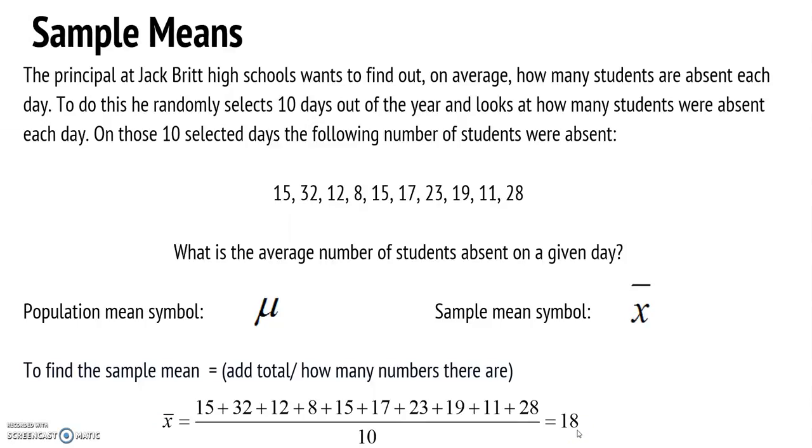The average number of students absent on a given day is about 18. We can then use this sample mean to estimate the population mean number of students absent each day at Jack Britt High School. Make sure that you take a minute and try the You Try video.